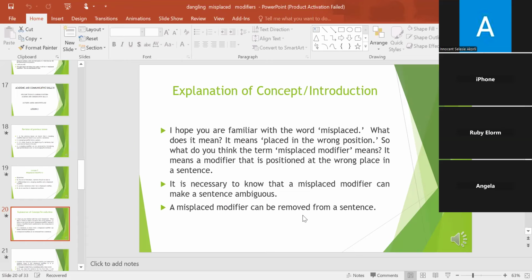Explanation of concept or introduction. I hope you are familiar with the word misplaced. What does it mean? It means placed in the wrong position. So what do you think the term misplaced modifier means? It means a modifier that is positioned at the wrong place in a sentence. It is necessary to know that a misplaced modifier can make a sentence ambiguous. A misplaced modifier can be removed from a sentence. Okay. So, misplaced.